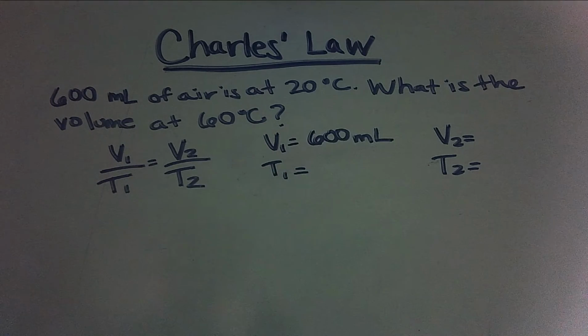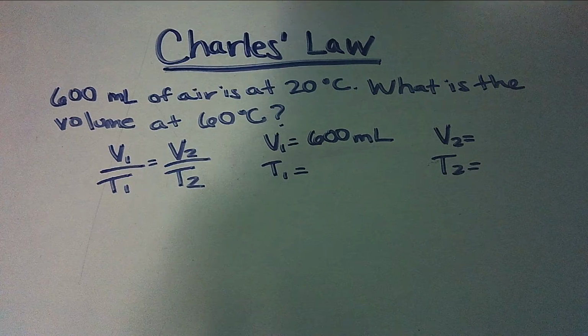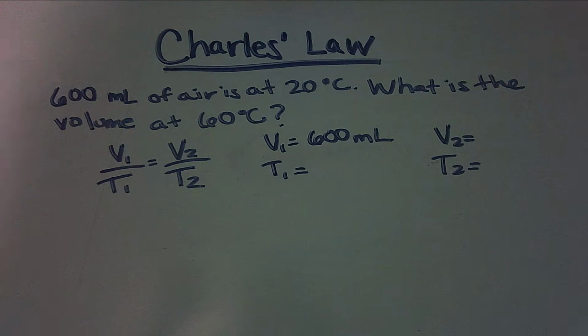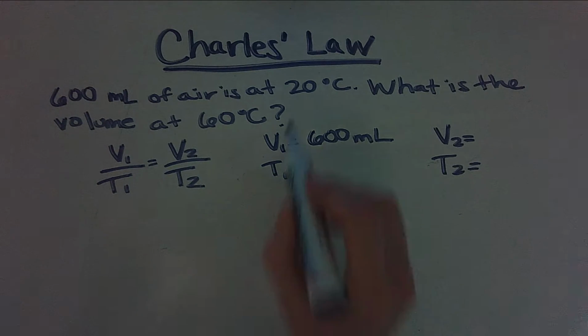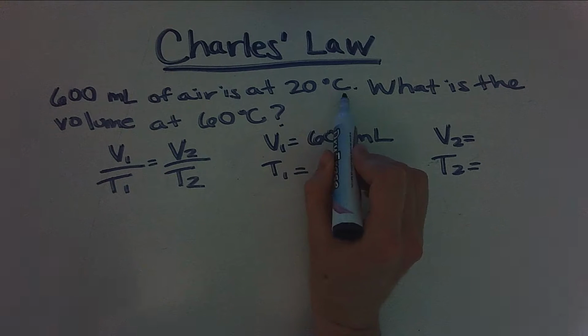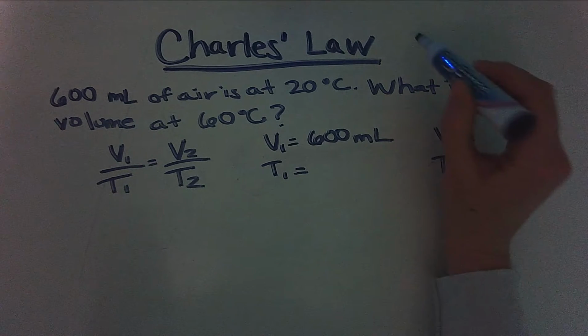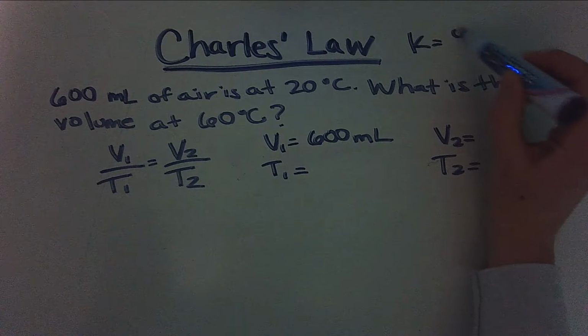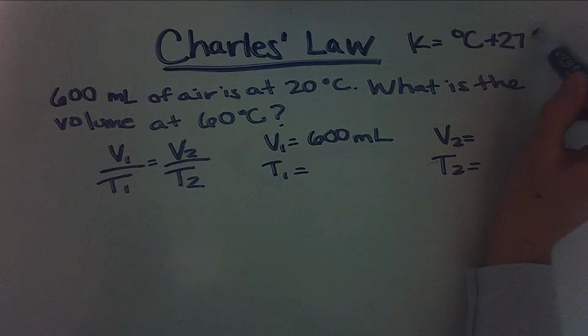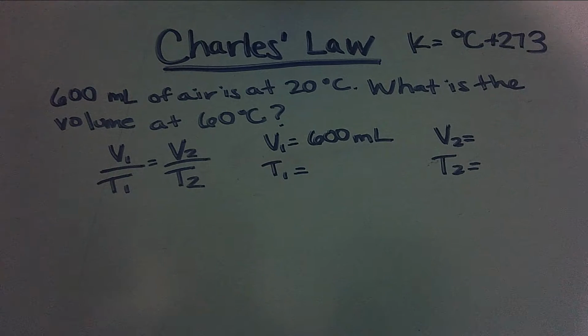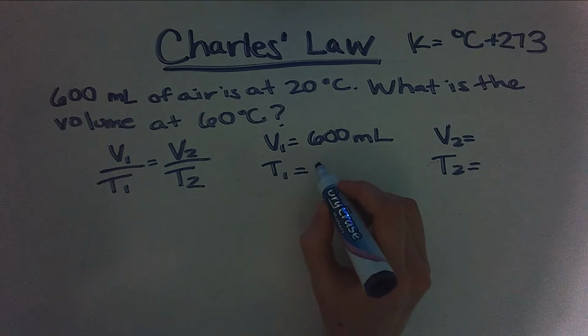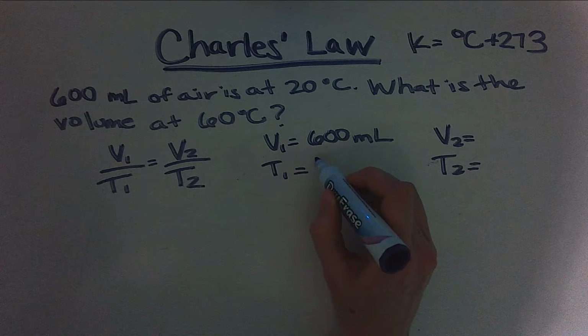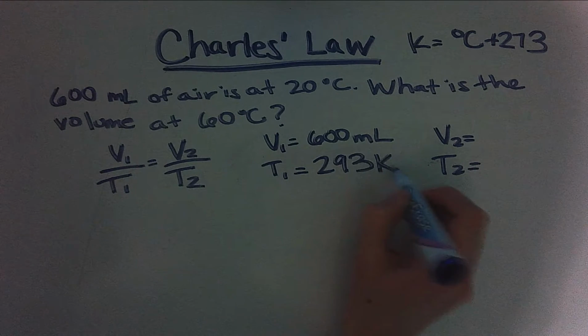Now what you may remember from class is that when dealing with gases and measuring them, we use Kelvin because the Kelvin scale is directly proportional to the kinetic energy of gas particles or their motion, their movement. So I need to convert this number, 20 degrees Celsius, to Kelvin. And I'm going to remember Kelvin equals Celsius plus 273. So in Kelvin, my first temperature is 293 Kelvin.